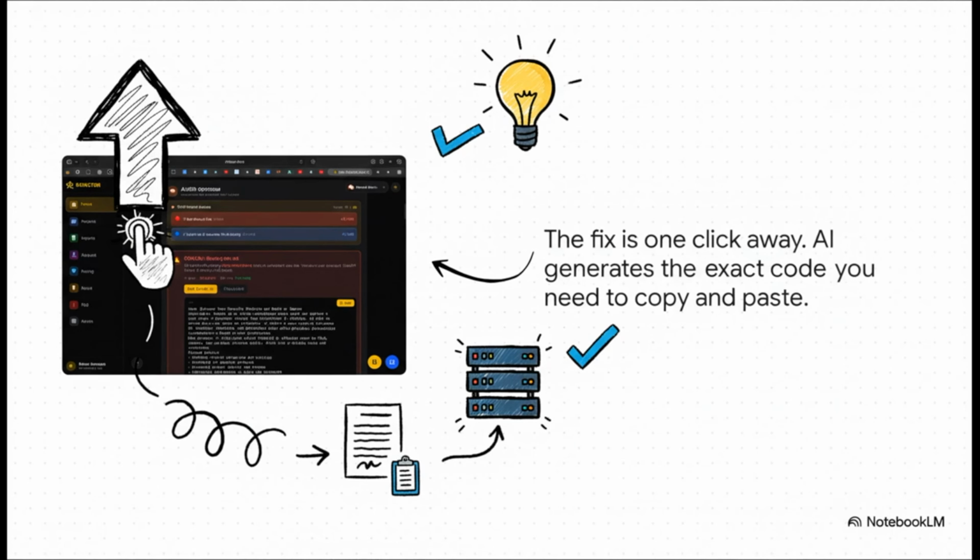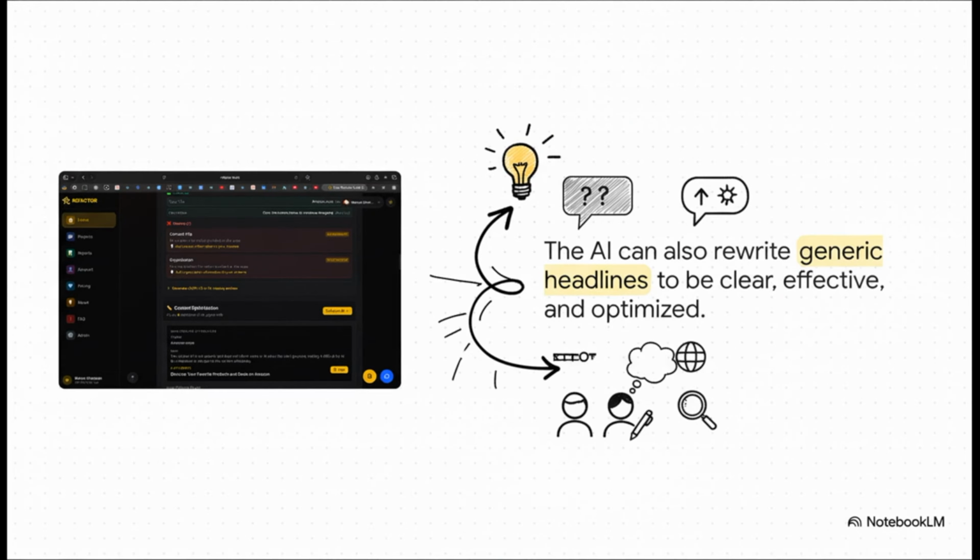And this right here is the game changer. You don't have to go and Google what is an LLMS.txt file. Nope. You click one button, and the AI generates the exact code you need. You just copy it, paste it on your site, and you are done. Problem solved.